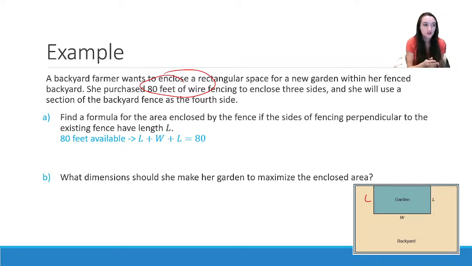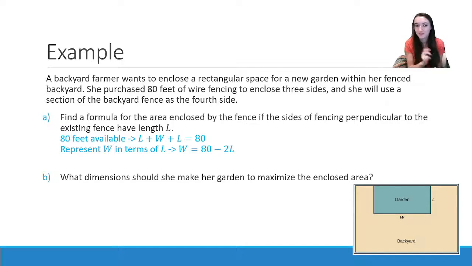So in other words, 2L plus W equals 80. Our goal is now to get rid of the W that's here. We only want this in terms of L. That's what the question asks, is find a formula that only uses L. So I'm going to take this equation and I'm going to solve for W. So I get W equals 80 minus 2L. Now why do I solve for W? You'll see in a moment. So first, I represent W in terms of L.